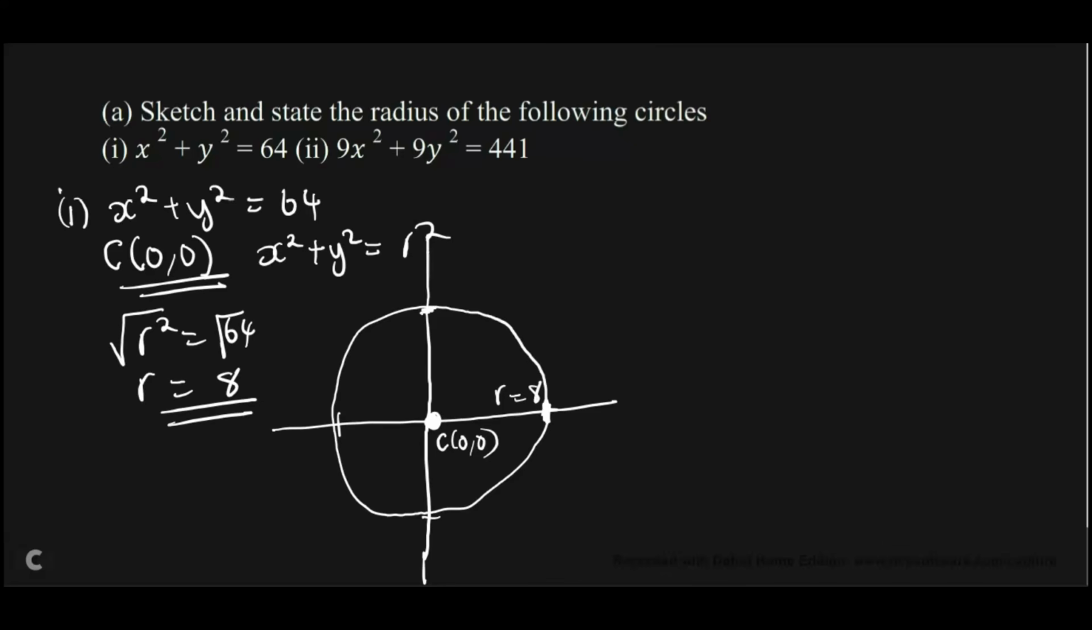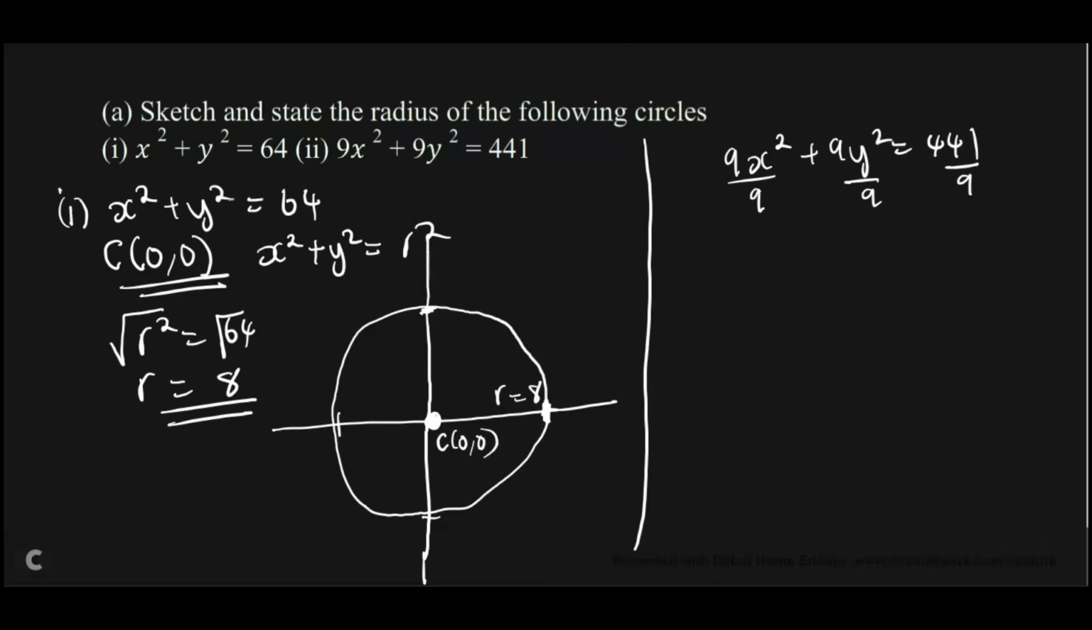So this is your circle, the one that they are talking about. Okay, let's also go to the second question, which is 9x squared plus 9y squared equal to 441. Then you divide everything by 9. Why are we doing this? We have to make sure that the coefficient of x squared is 1. That's why we're dividing by 9.